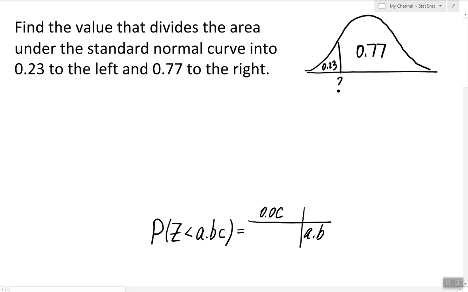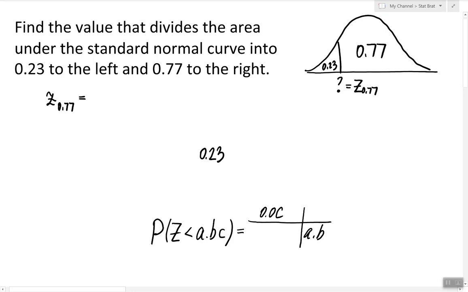But z alpha notation is designed specifically for this. Since the area to the right of this value is 0.77, z 0.77 is the value that we're looking for. So to answer this question is the same as to find z 0.77. And to find z 0.77, we'll be looking for 1 minus 0.77, which is 0.23, inside the table.